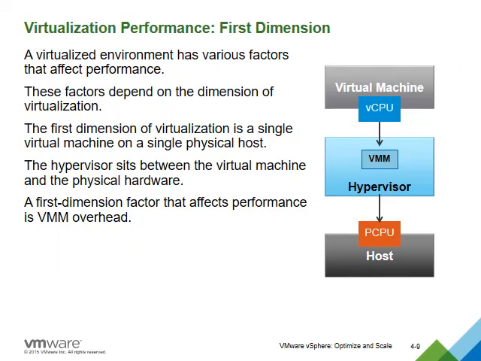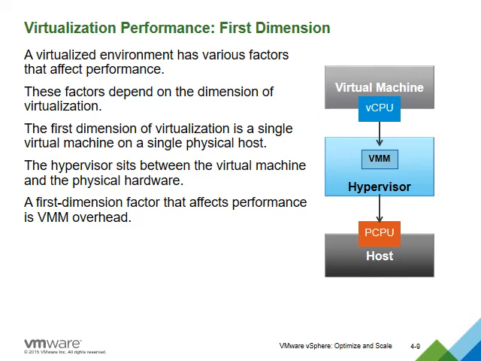When looking at virtualization performance, a virtualized environment has several factors that affect performance, and these factors can depend greatly on the dimension of your virtualization platform. Now, in a physical environment, a one-to-one correspondence exists between the guest OS and the physical hardware, and the guest operating system and its applications run directly on the hardware of the physical host. But in a virtualized environment, the guest OS and its applications do not run directly on the physical hardware. Instead, they run on the virtual machine, where the VMM resides in the hypervisor and is responsible for the execution of that VM.